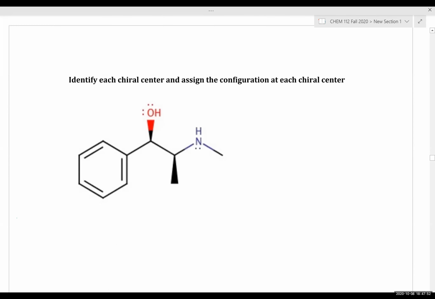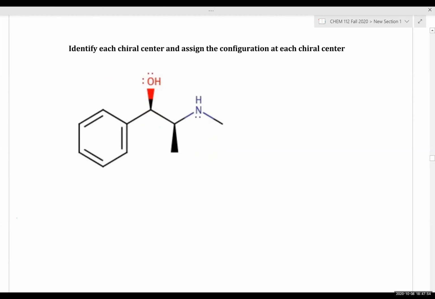Okay, I'd like us now to look at this next example. This time we have two chiral centers at play, and I'd like you to identify each chiral center and then assign the configuration at each chiral center. So this example is a little bit easier than the previous one because you don't have to do as much rotating of your molecule.